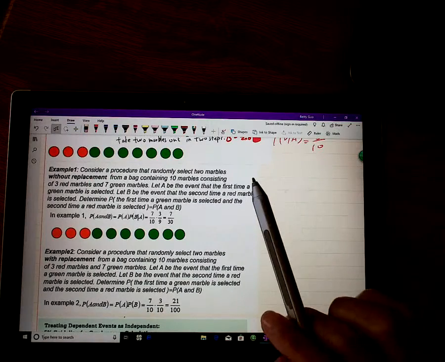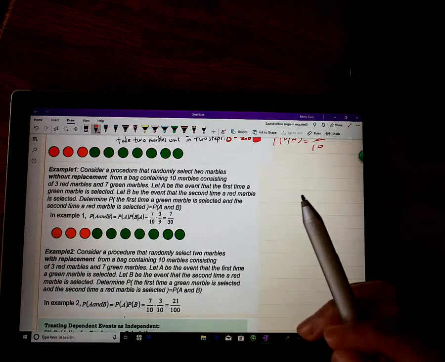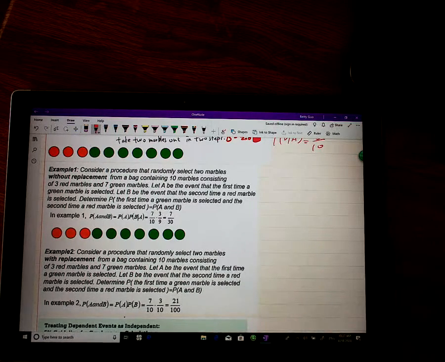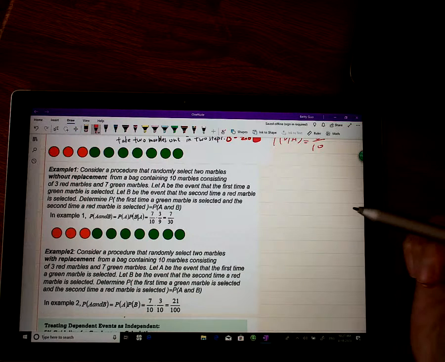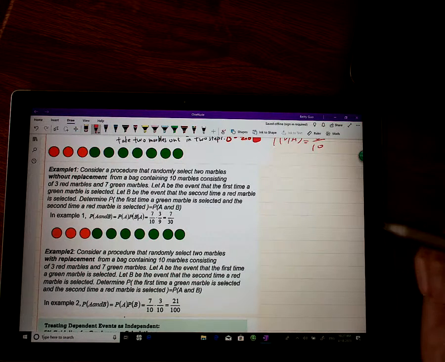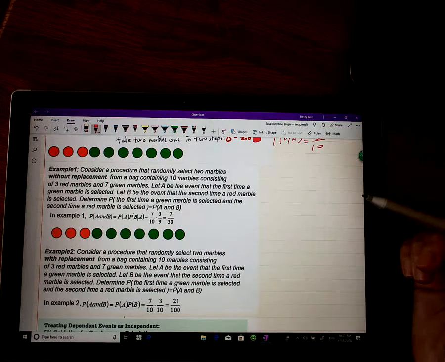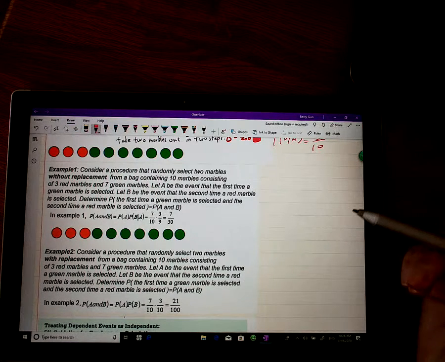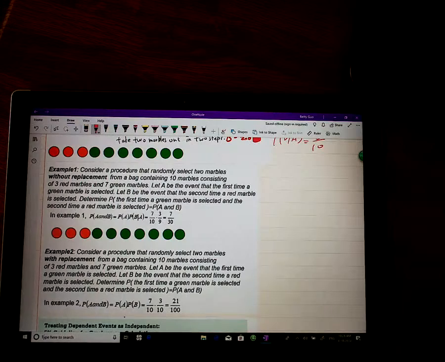Okay, so another 2 examples. We are going to talk about the multiplication rule. This is still the multiplication rule. Remember, guys, when you need to find the probability of A and B, you know you're going to apply the multiplication rule. But before you go ahead to find the correct formulas, you need to determine are A and B dependent or independent. So let's look at example 1.